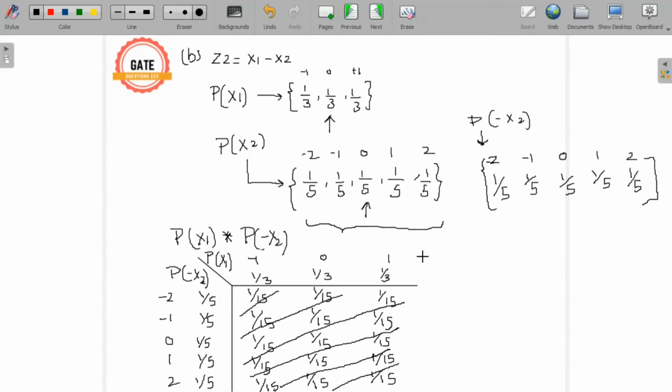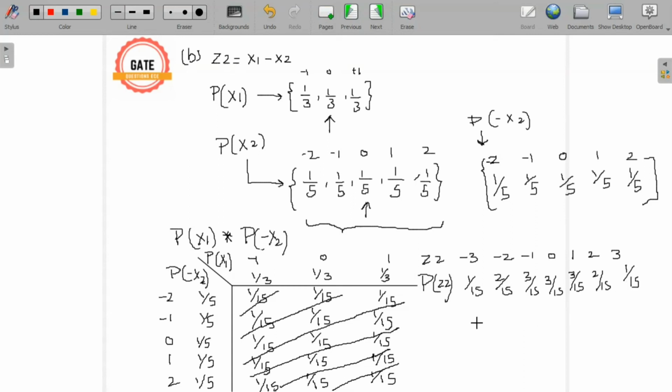So PMF of Z2 will be, it can take values from -3 to +3, and probabilities will be same: 1 by 15, 2 by 15, 3 by 15, 3 by 15, 3 by 15, 2 by 15 and 1 by 15. So PMF of Z2 will be same as PMF of Z1.